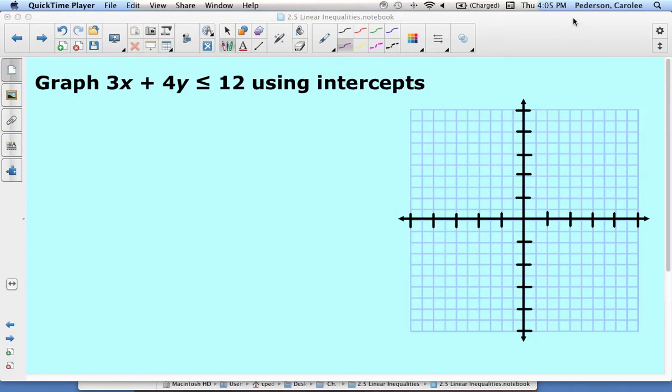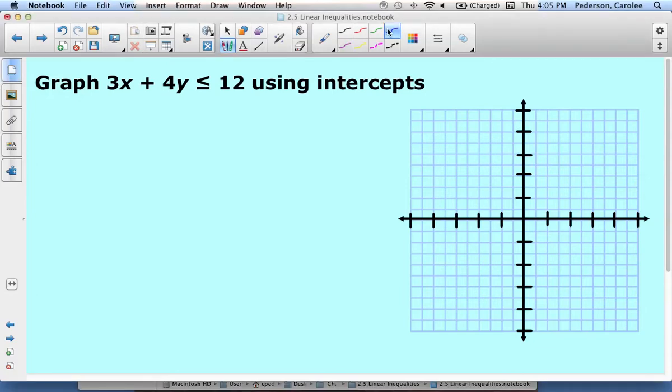Here's a linear inequality in standard form. And I'm going to show you how to graph this inequality using intercepts. We want to find the x and the y-intercept, where they touch the axes. So let's start off with the x-axis. So we want to find the x-intercept.